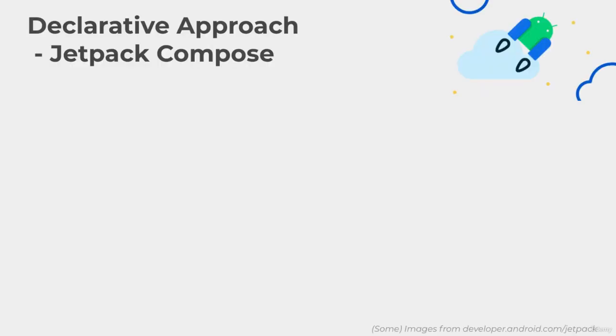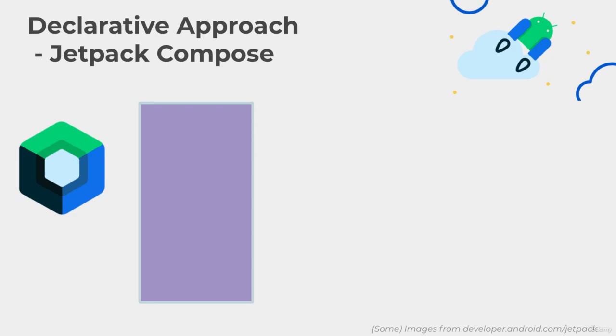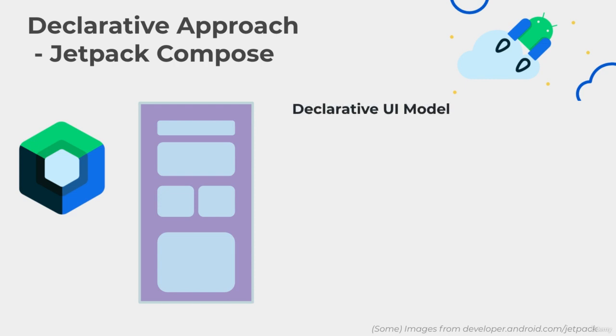Now, when we go to the declarative approach, in this case Jetpack Compose, things change dramatically. The same idea we have, right? So we create views. In this case, we create declarative UIs, right? Which means now the UIs are built and updated differently than before.